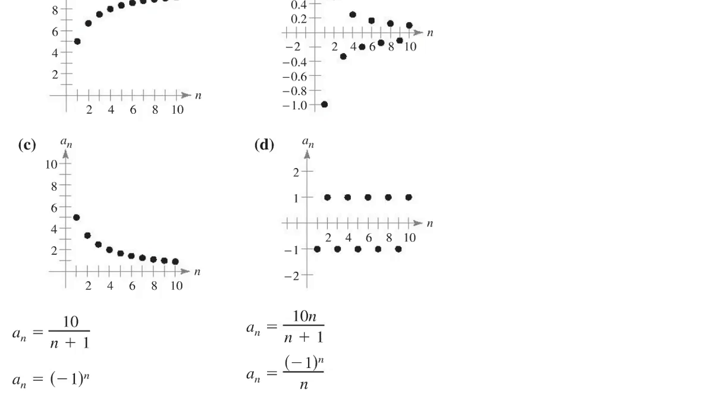Match the sequence with its graph. Okay, 10 over n plus 1, right? So clearly, guys, as n increases, the terms of the sequence should decrease. So here the terms are increasing. Here they are decreasing and increasing. Here too, they are constant. But the terms of the sequence are decreasing in C.